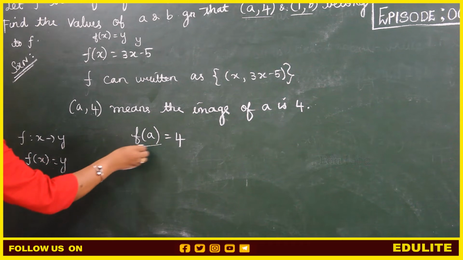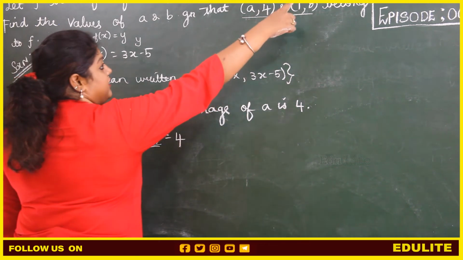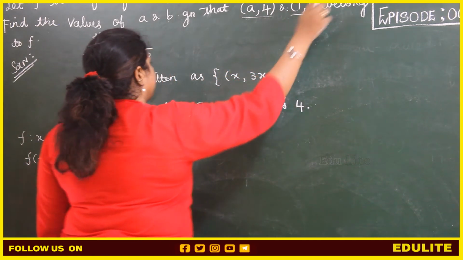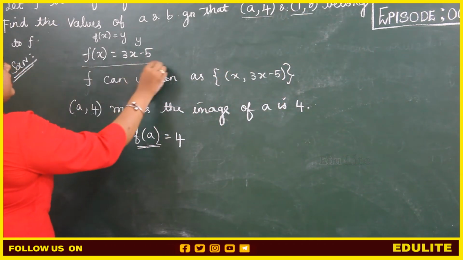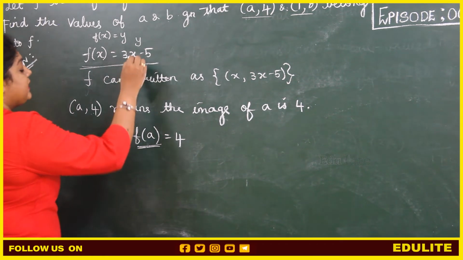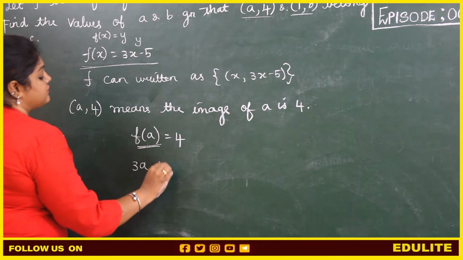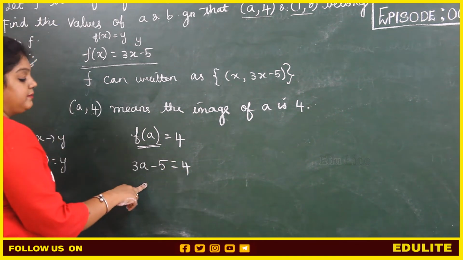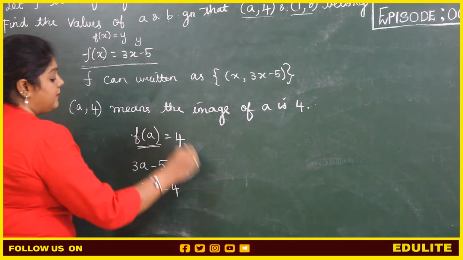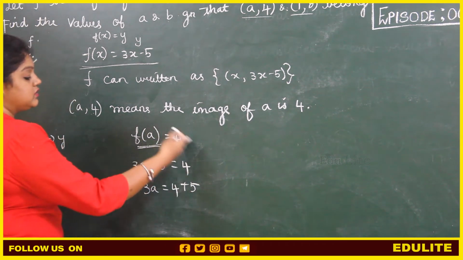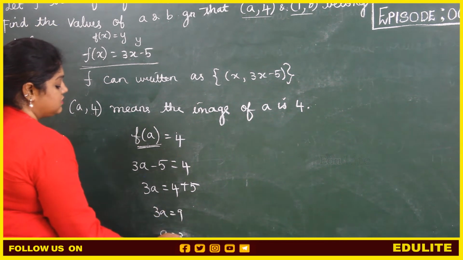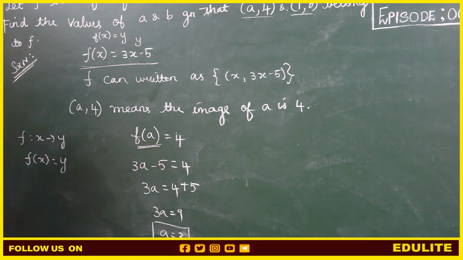Now what are we given? We are given the value of f(x). So in place of x, we can substitute a. So what will it become? 3a - 5 = 4. We will simplify this to get the value of a. 3a = 4 + 5, since when it goes to the other side it becomes plus 5. 3a = 9 and a = 3. Thus we have found the value of a.